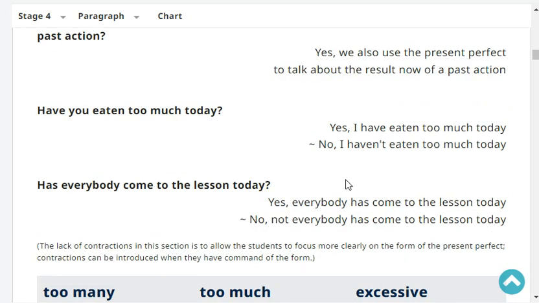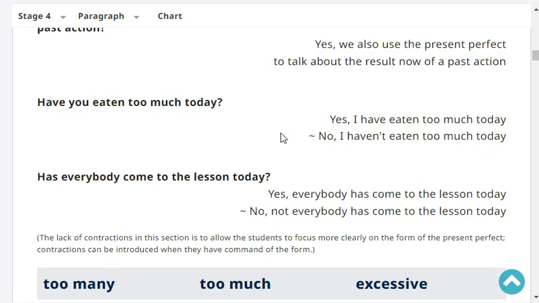Have you eaten too much today? Yes or no? No, I haven't eaten too much today. Has everybody come to the lesson today? Yes or no? Yes, everybody has come to the lesson today.